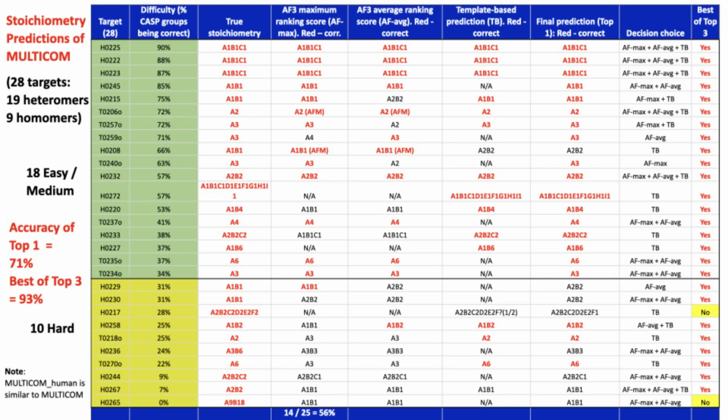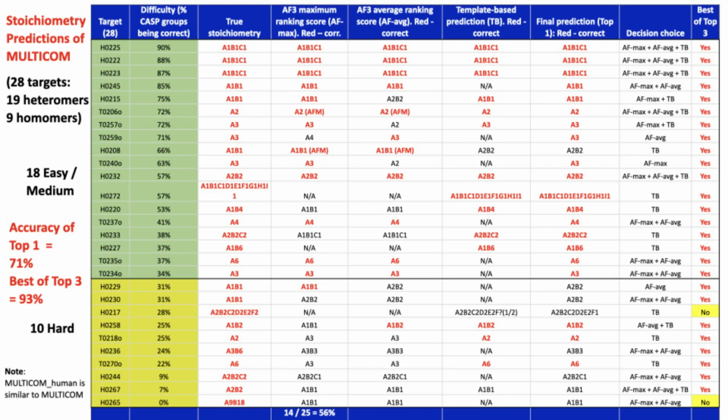This is the stoichiometry predicted by the maximum absolute ranking score. It makes 14 out of 25 correct predictions, about 56%. However, there are a couple of targets that are too big, so we cannot use AlphaFold 3. So if you consider all 28, it's 50% accuracy. Using the average score is going to be lower, 48%.